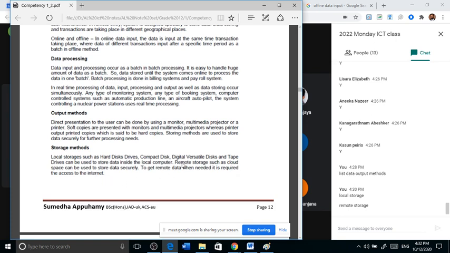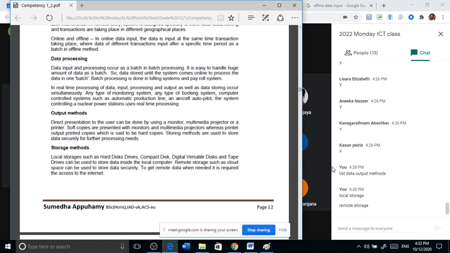So you can think, if Gmail is there, you are having cloud storage of 15 GB, right? Whatever data you are having, you can upload to that and you can access that from anywhere in the world with the help of your username and password. To get remote data when needed, to go to the cloud, it is required to access the internet.